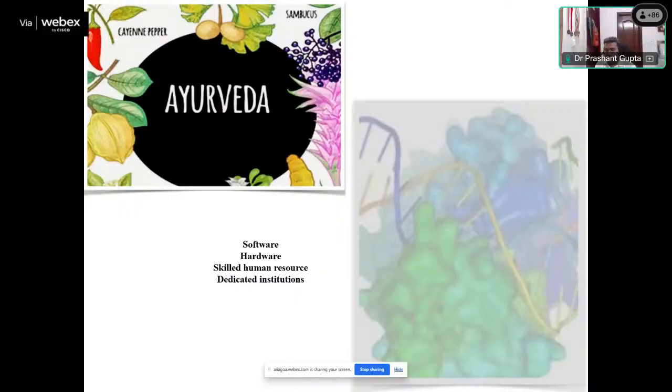Fortunately, we have all four at the All India Institute of Ayurveda at New Delhi, and the All India Institute of Ayurveda Goa also. Goa has also started a dedicated Ayur informatics laboratory.